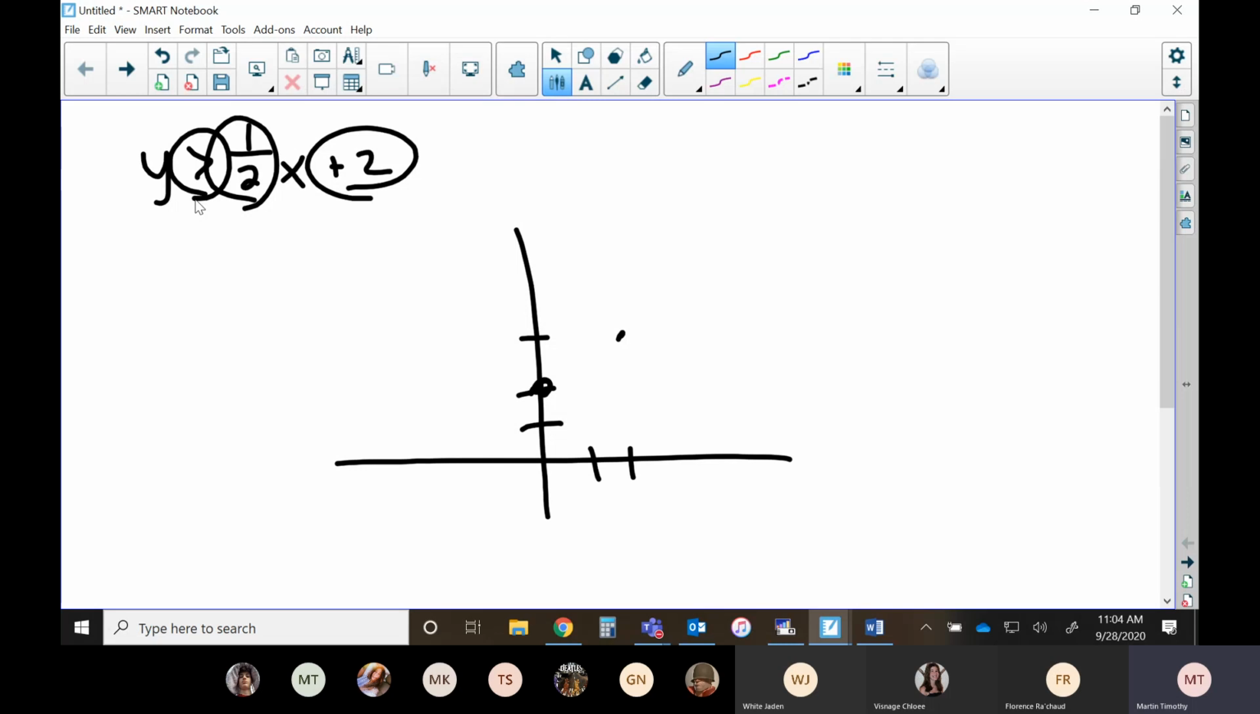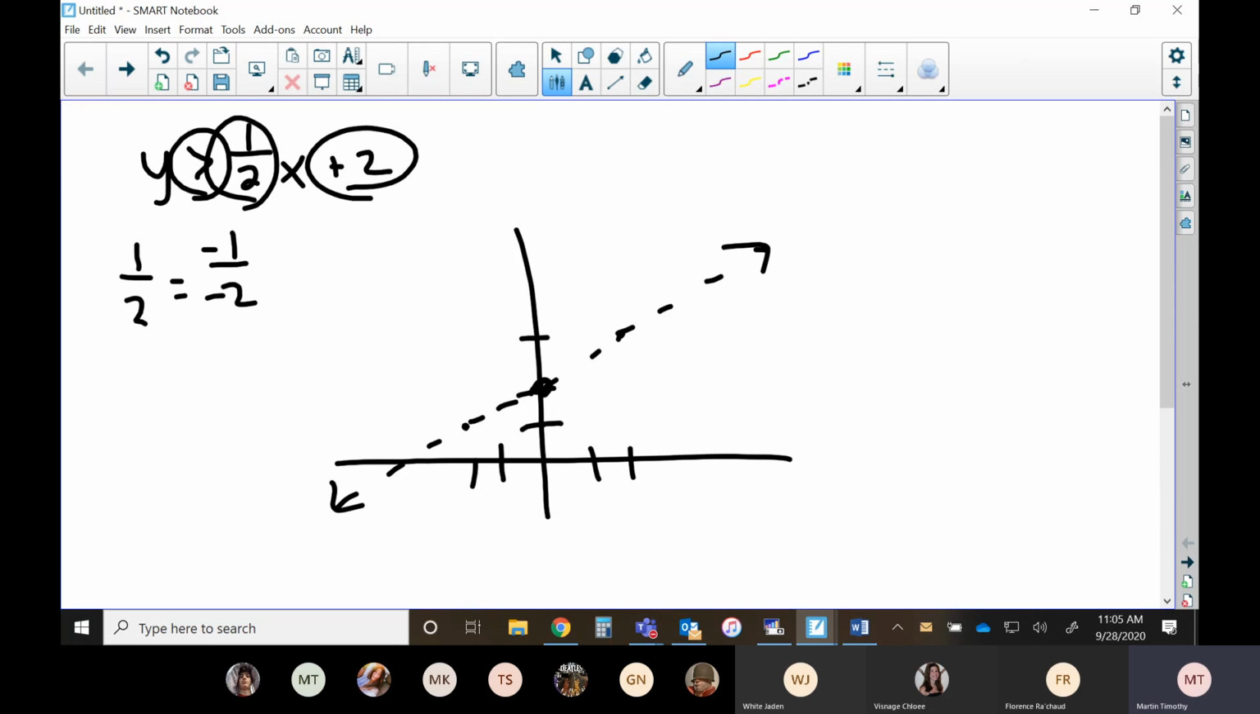Because I need to look at that since it's an inequality. Since it's not going to be one of the ones that's equal to, what kind of line am I going to draw? A dashed. By the way, also 1/2 can be written as what? -1 over -2, which means I can go down 1 and then back 2. And then we said this is going to be a dashed line because it's not equal to.